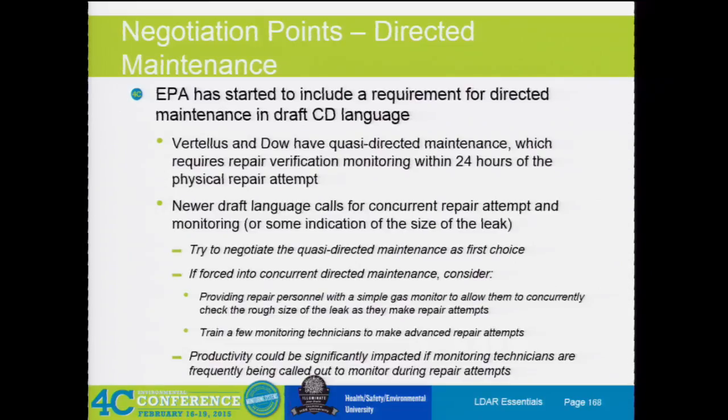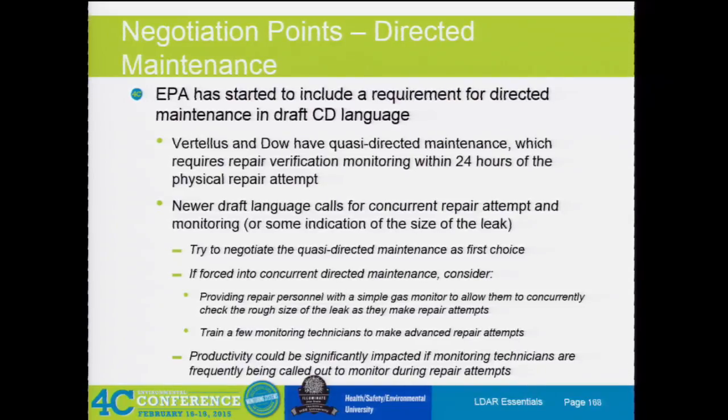EPA started including a requirement for directed maintenance into draft CD language. So, quasi-directed maintenance, which requires repair verification and monitoring within 24 hours of the physical repair attempt. That one's not super hard to comply with, but it's never any fun.